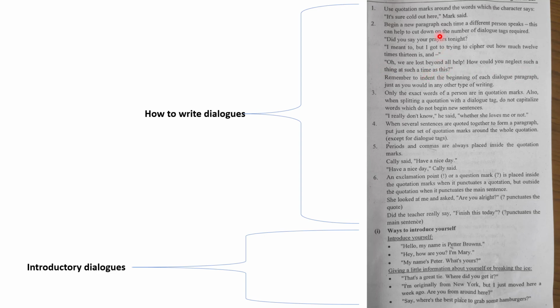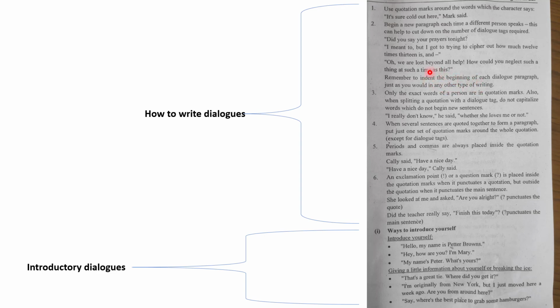So these are different dialogues. You can notice that the dialogues are written on separate paragraphs, which helps to emphasize the dialogues even more. And these also imply that they are said by different persons, right? So remember to indent the beginning of each dialogue paragraph just as you would in any other type of writing.